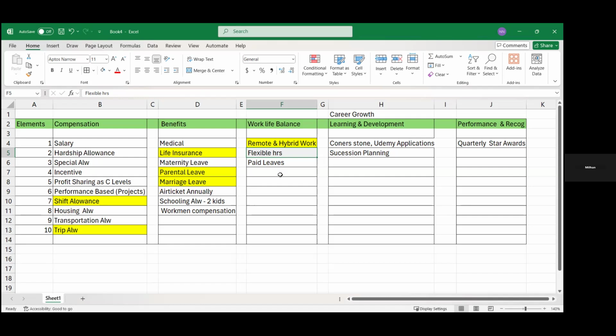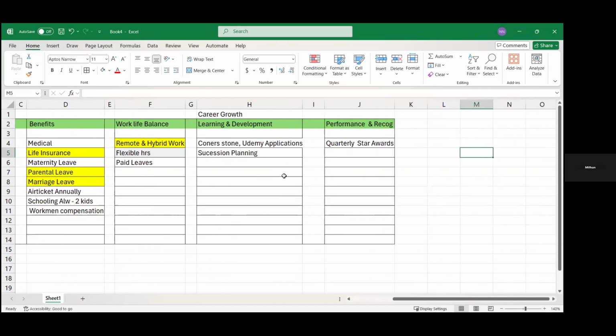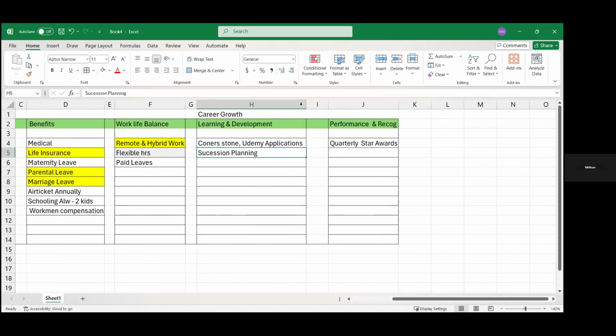So in terms of learning and development, we do have a platform similar to Udemy or LinkedIn Learning. It's called Cornerstone. So this has a lot of courses. These are pre-vetted courses by industry experts on various subjects. Staff have been given access to these applications, and they can access whatever courses they need in order to upskill and so on. So this is something that is given, and we also have succession planning.